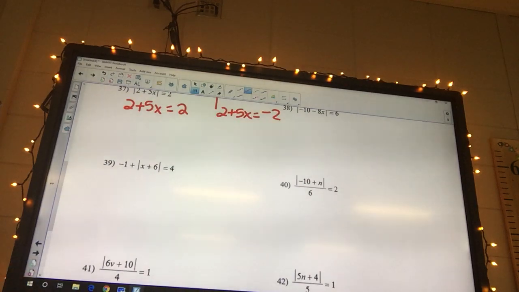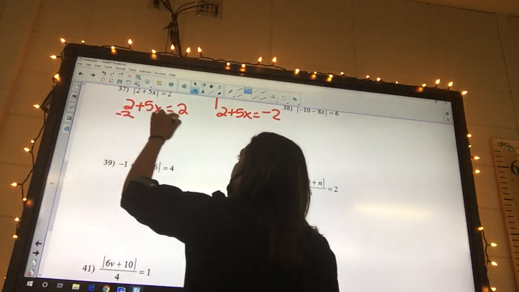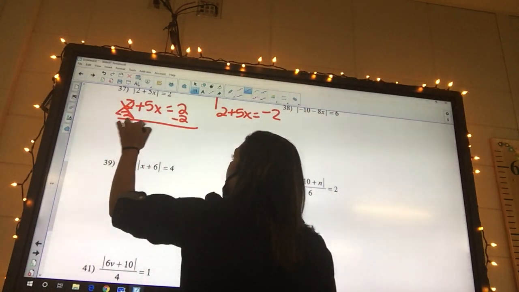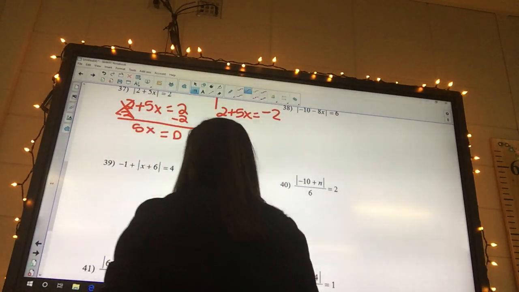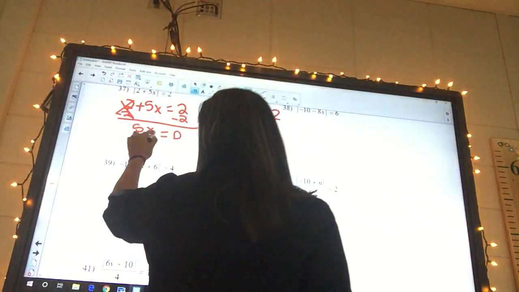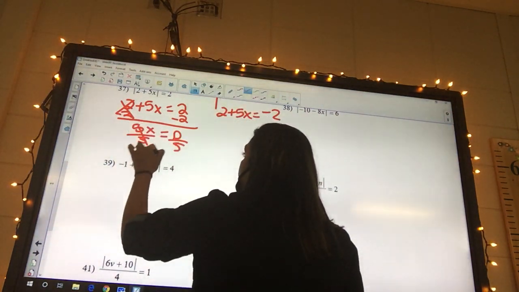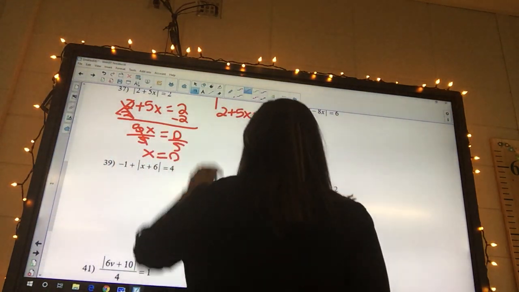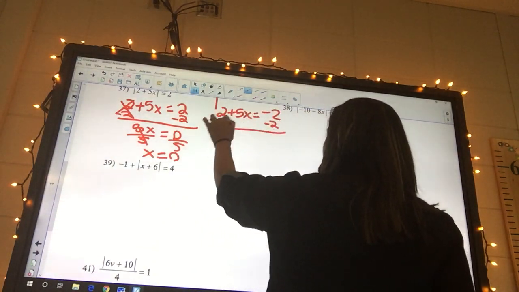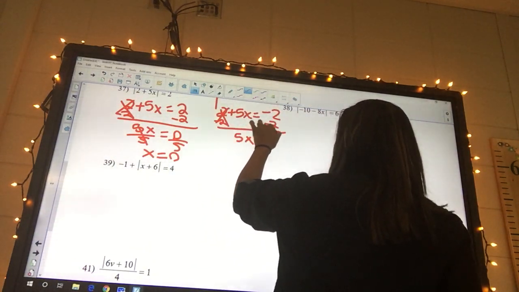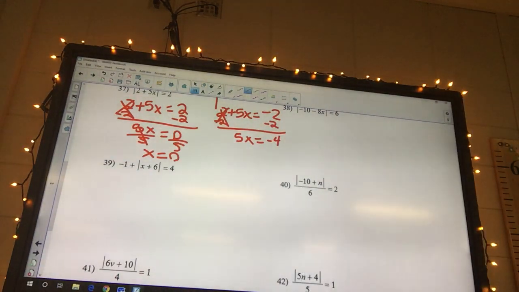What needs moved first? That 2. Come on. We're keeping it moving. So we're going to subtract 2, subtract 2. 5x equals 0. And what's our last step going to be? Divide by 5. So it's going to be x equals 0. And we need to solve the other one. So negative 2, negative 2. 5x equals negative 4. What's our last step? Divide.